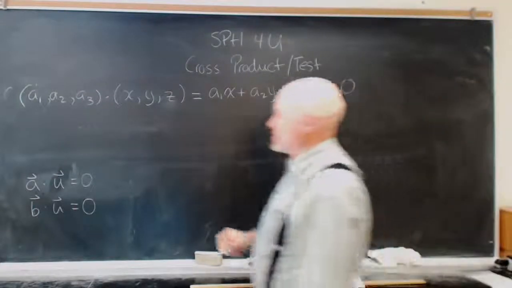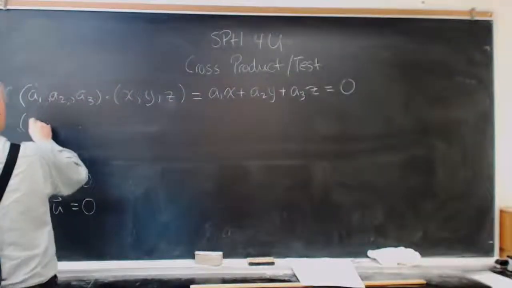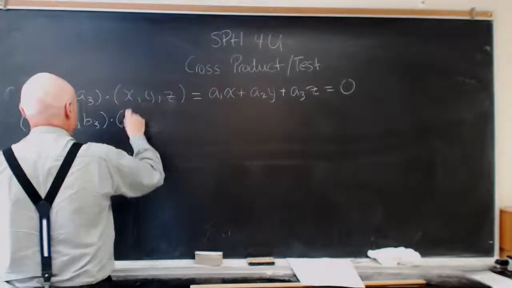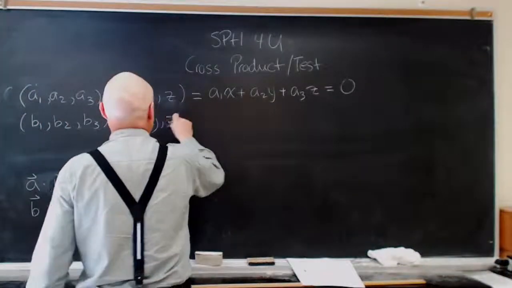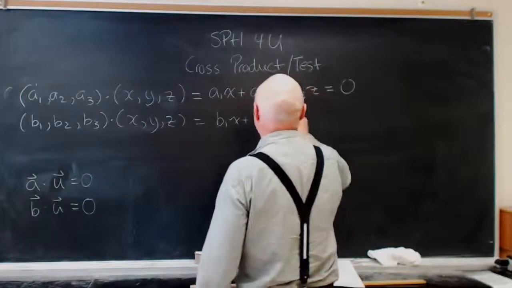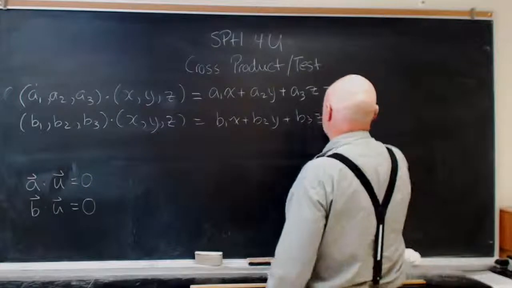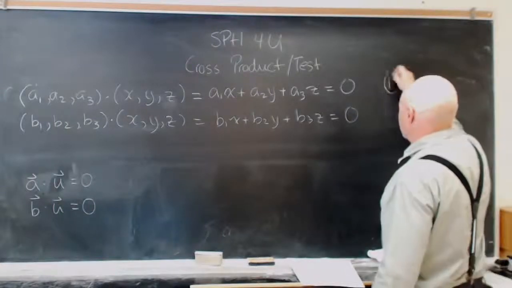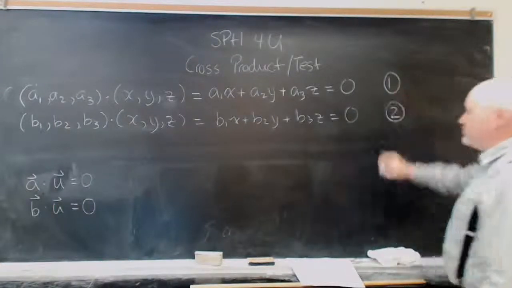Same thing with this one, it's a perpendicular vector. So that's b1x plus b2y plus b3z. That is also equal to 0. So this is equation 1, and this is equation 2.